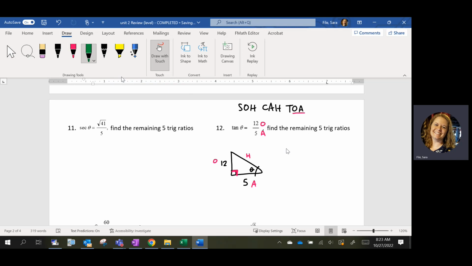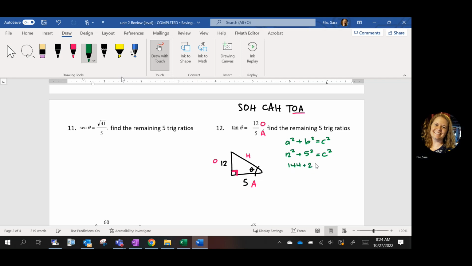Yeah, the Pythagorean theorem. A squared plus B squared equals C squared. Remember, A and B are the legs. It doesn't matter which is which, but C has to be the hypotenuse. Okay, well, that's our unknown. So I know that this is 12 and 5 for A and B. C is unknown. So that's 144 plus 25. So that's 169.